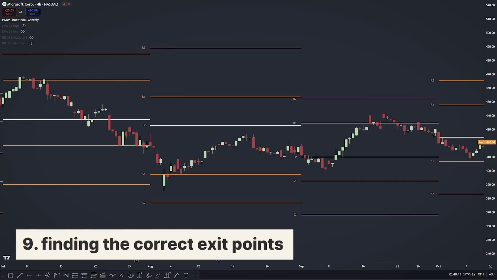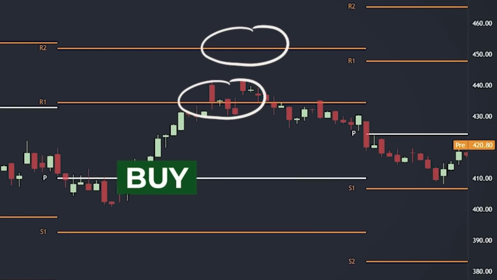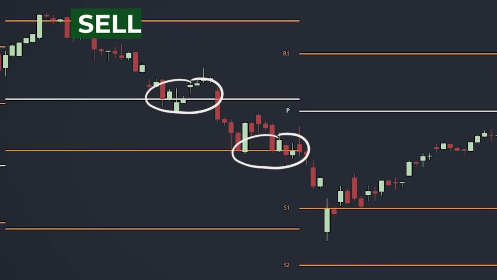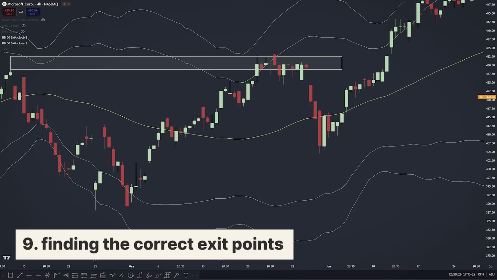Another challenge will be finding the correct exit points. One method is to aim for the next pivot level. If you bought near the main pivot, you might target R1 or R2 if the trend cooperates. If you shorted near R1, you might target the main pivot or S1. Another method is to use the Bollinger Bands. If you fade an extreme near the third deviation band, you might aim for the middle band.